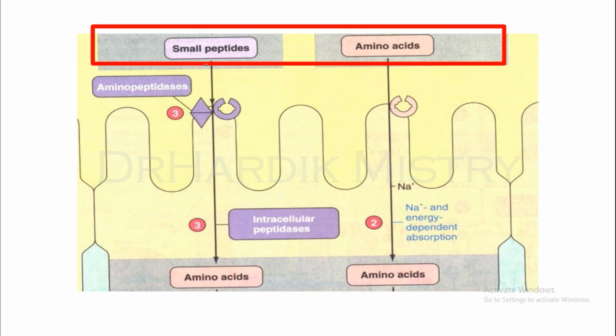Now how are these small peptides converted to amino acids? This is the intestinal luminal cell, and on the surface of the intestinal luminal cell there is an enzyme known as aminopeptidases, as well as an intracellular enzyme for the digestion of small peptides, known as intracellular peptidases. So there are two enzymes for the digestion of small peptides: aminopeptidases and intracellular peptidases. Whenever these small peptides come in contact with the aminopeptidases, or inside the cell with the intracellular peptidases, they are converted to amino acids.